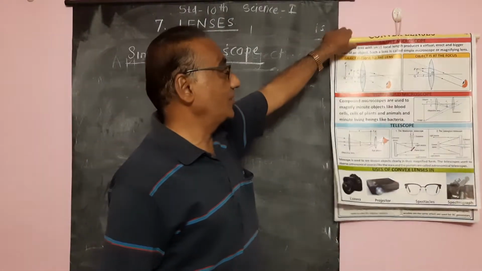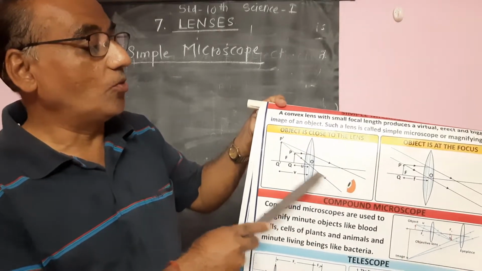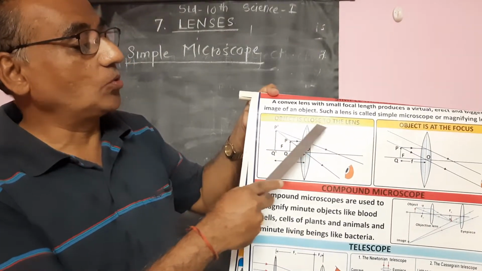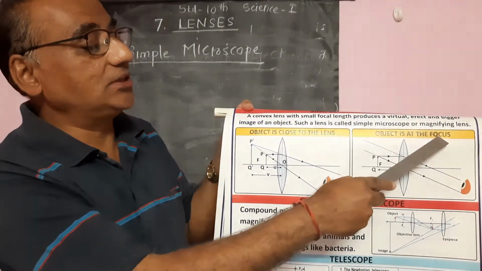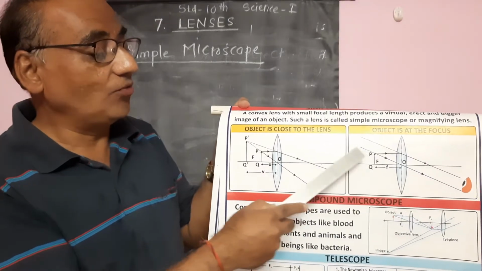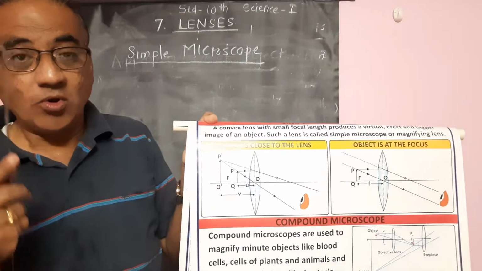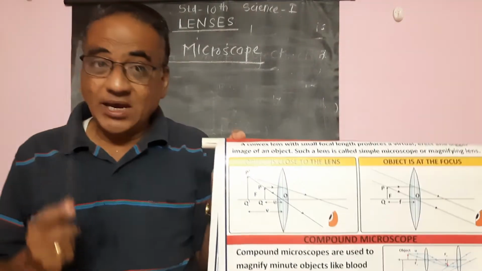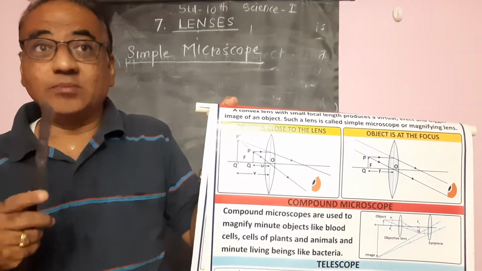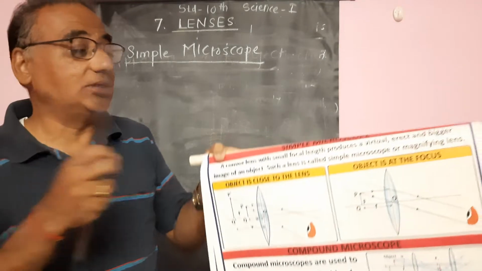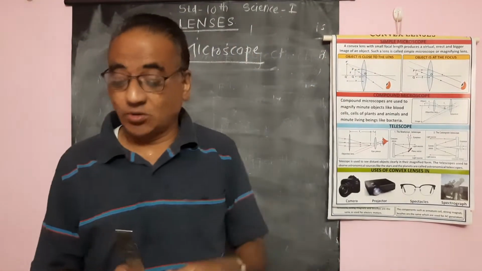Now when we observe the diagram of simple microscope, we find the object which is close to the lens, we find its image, and the object which is at the focus of the lens, we find its image. Right? Here the image obtained in the simple microscope is about 20 times the size of the object.